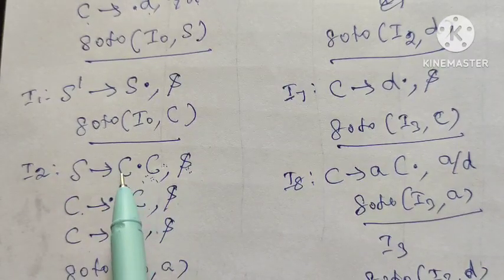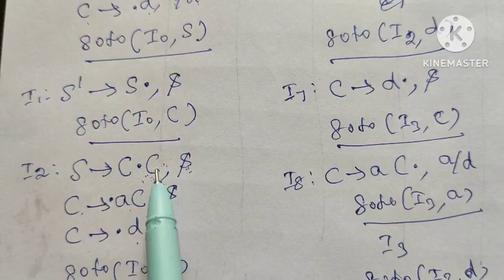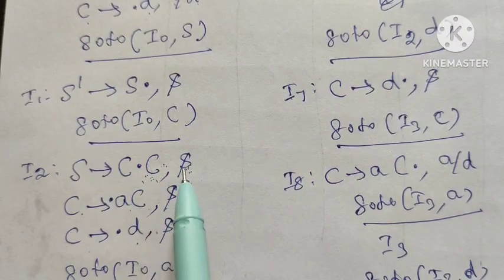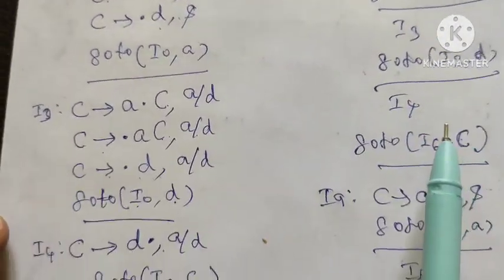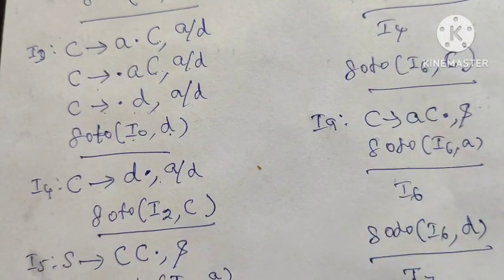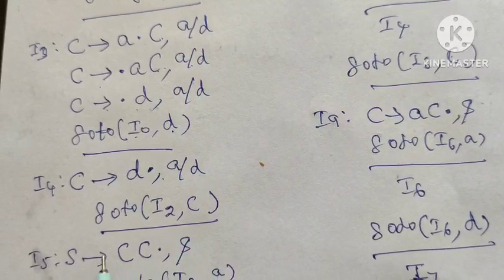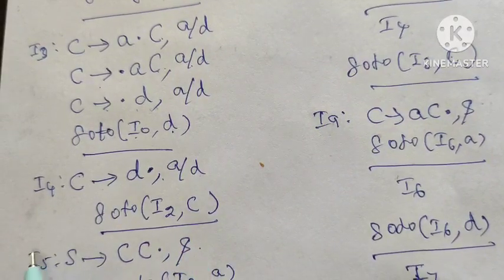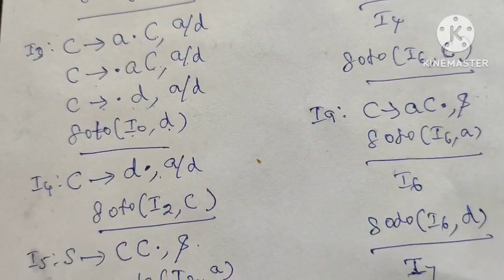Go to of I2 comma C will become, when you place this dot one step to the right, S tends to CC dot, dollar. Okay, go to of I2 comma C is here. S tends to CC dot, dollar. Okay. Name this item set as item set 5.